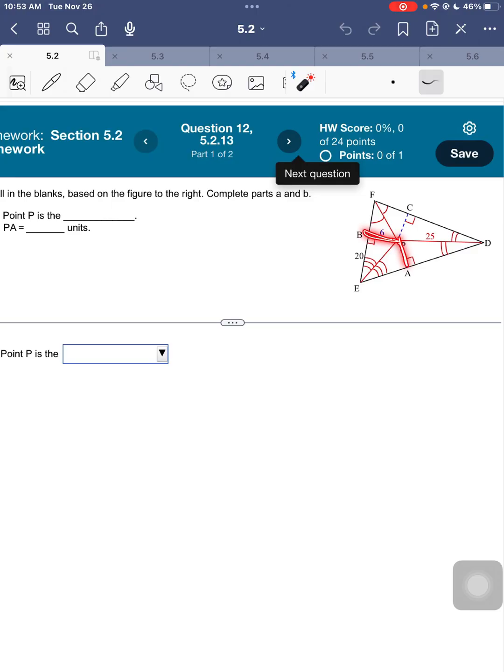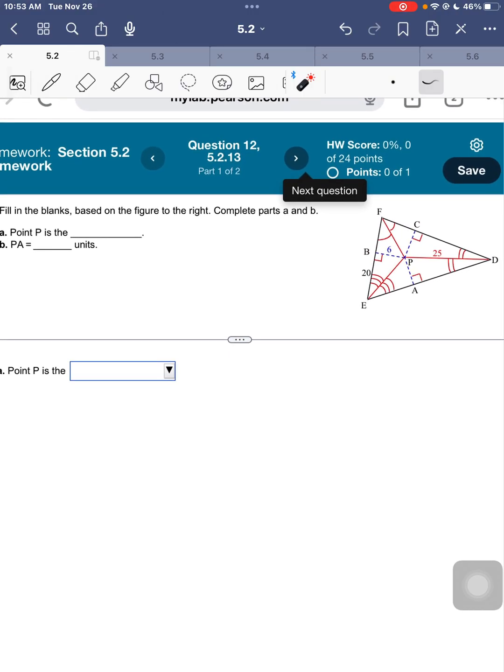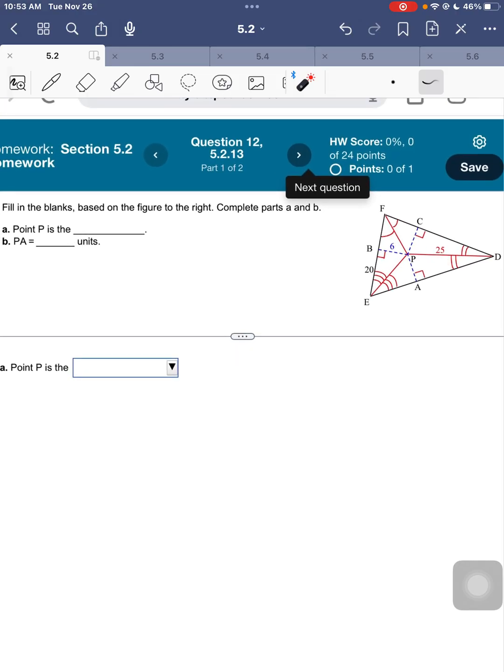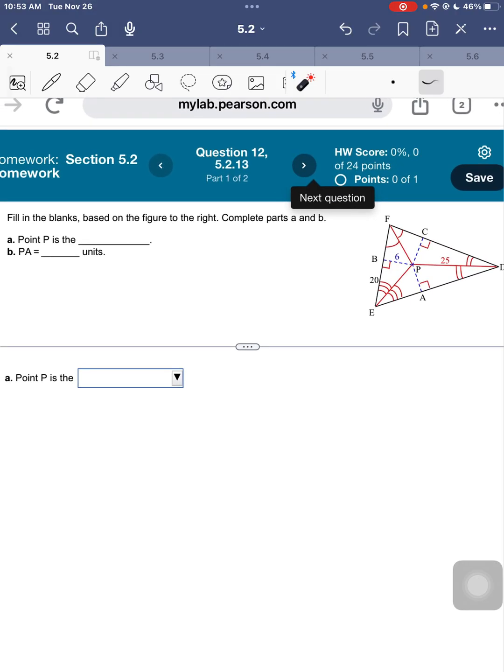PA, well, I know PB is 6 and PC is 6. What is PA? If BP and PC and PA are all equidistant, then I know that PA also has to be 6. So my answer is 6. Okay.